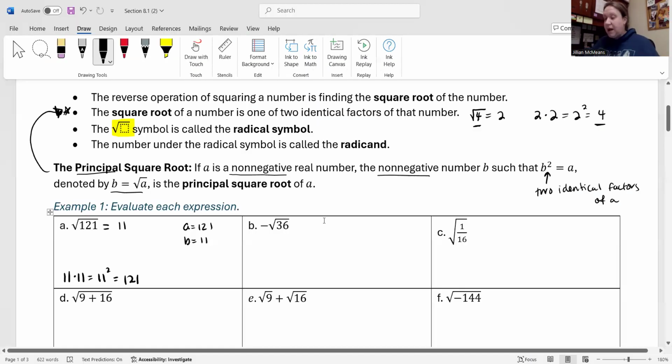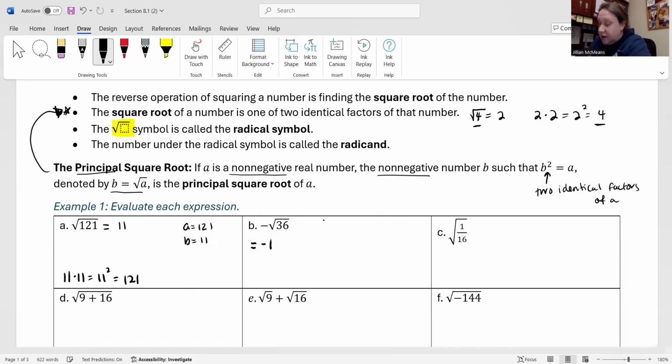Okay, so for part B, we have negative square root of 36. This is really the same as saying negative 1 times the square root of 36. So order of operations tells me that I would take care of my square root first. So what is the square root of 36? What are two numbers that are identical that when I multiply them, I get 36? Well, 6 and 6. So the square root of 36 is 6. But remember, we have to multiply that by negative 1. So my final answer is negative 6. So if there is a negative outside of the radical, like in front of the radical, that tells me that the answer is going to be negative.